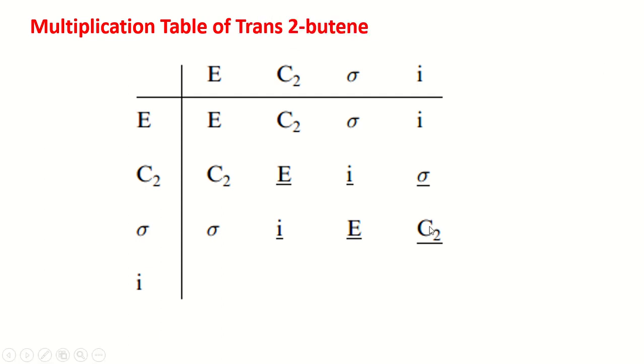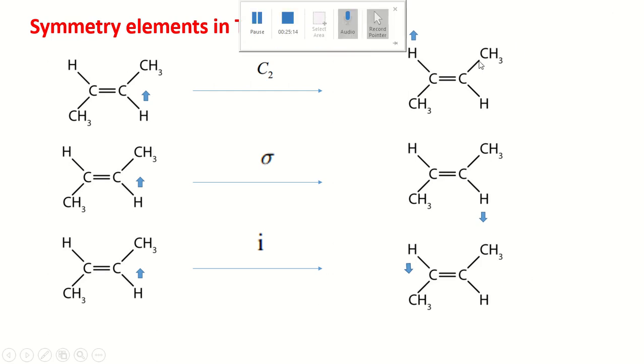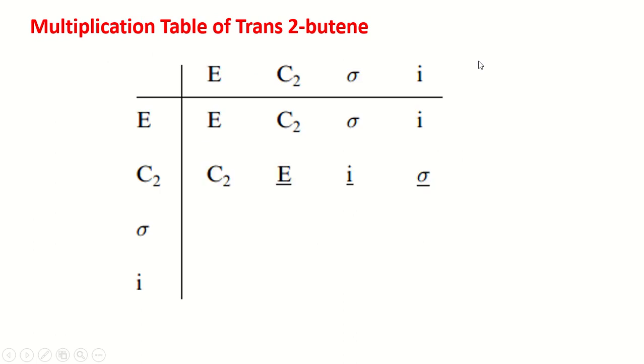The third one: first we need to apply inversion center, then sigma. What will happen? Inversion center gives the product like this one, and if we apply the sigma, the arrow would show on the upper side, and with the upper direction over this hydrogen atom, this result would be equal to C2. So we can write C2 over here, and inversion with inversion is equal to identity.